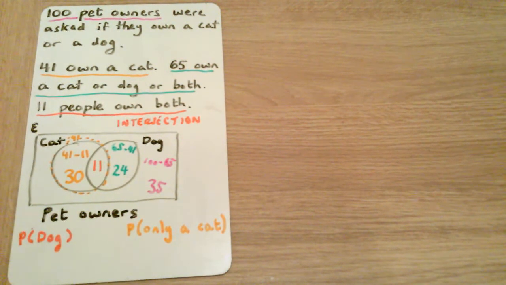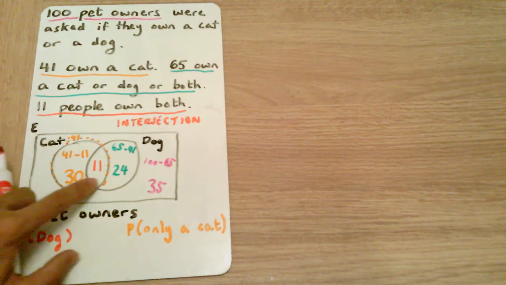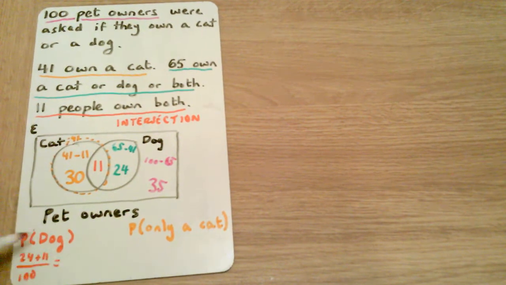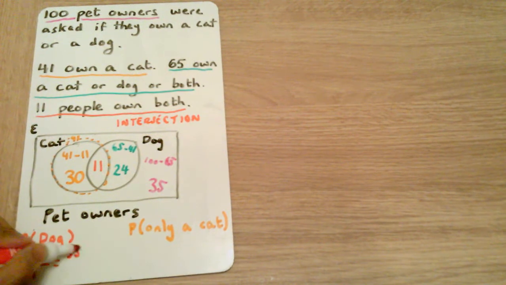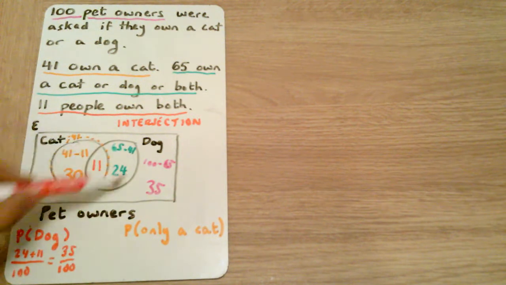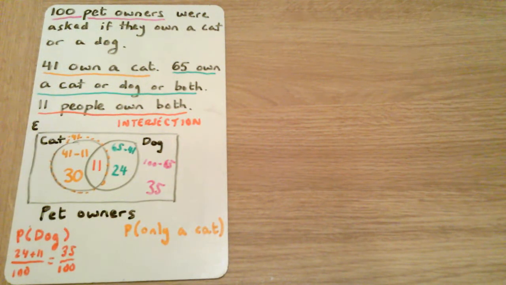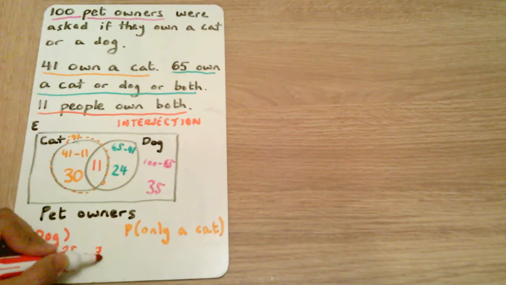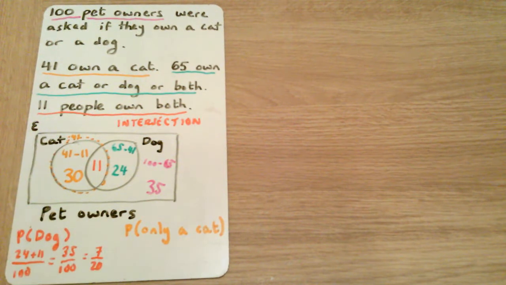Now there are a few questions underneath, asking for the probability that someone owns a dog. The people that own a dog are the people inside this circle, which is the 24 and the 11, out of the people in total, which is the 100 pet owners. That gives us 35 out of 100. Not to be confused with this 35, which just refers to the 35 outside. You can simplify that if you want to, which would give you 7 out of 20, or you could leave it as 35 out of 100.